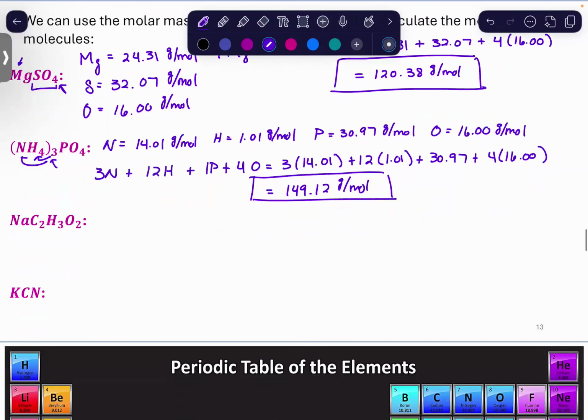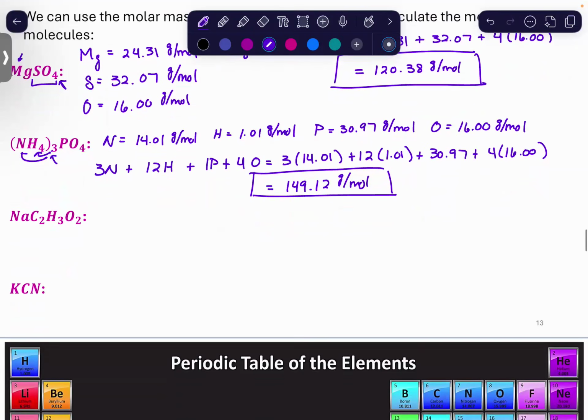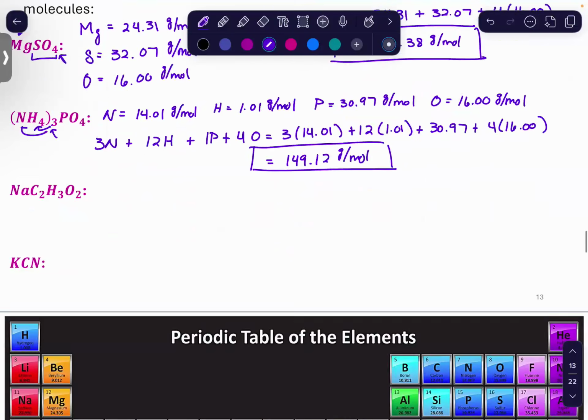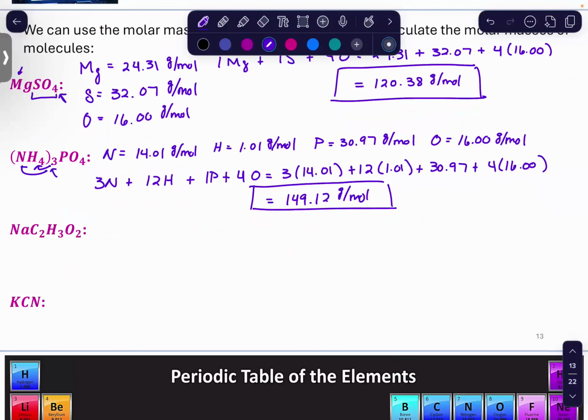All right. What's after this? Okay. So our next compound, again, we have another ionic compound. You see the sodium ion. You see the acetate ion. All right. So I'm going to say sodium is 22.99 grams per mole from the periodic table.